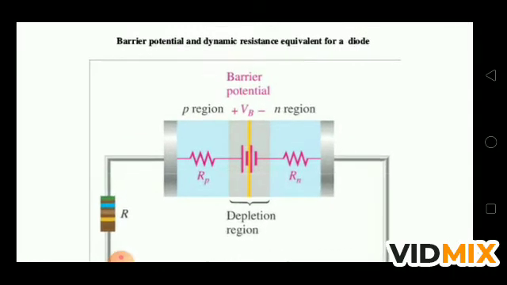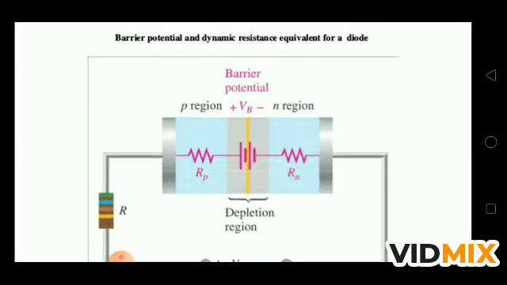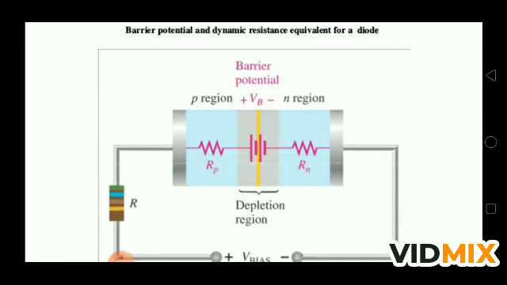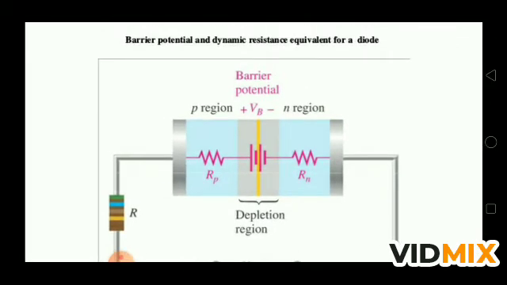Now, barrier potential and dynamic resistance equivalent for the diode. What is the dynamic resistance? You know what Ohm's law is. Ohm's law is V equals IR, or we can say that the potential is directly proportional to the current flowing in the circuit. It was also taught in class 10 that if you draw the graph between V and I, you get a straight line, and the ratio of V and I is known as resistance.